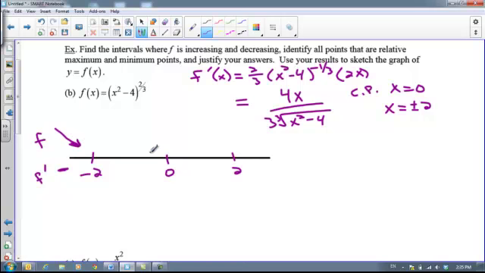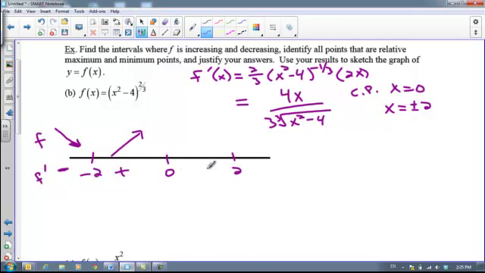Then I plugged in a number between negative 2 and 0, like negative 1. If you plug in negative 1, you're going to get the cube root of a negative number, which is negative, and the top is also negative. Because negative divided by negative is positive, that's going to create a positive f prime, meaning that the function will go back to increasing.